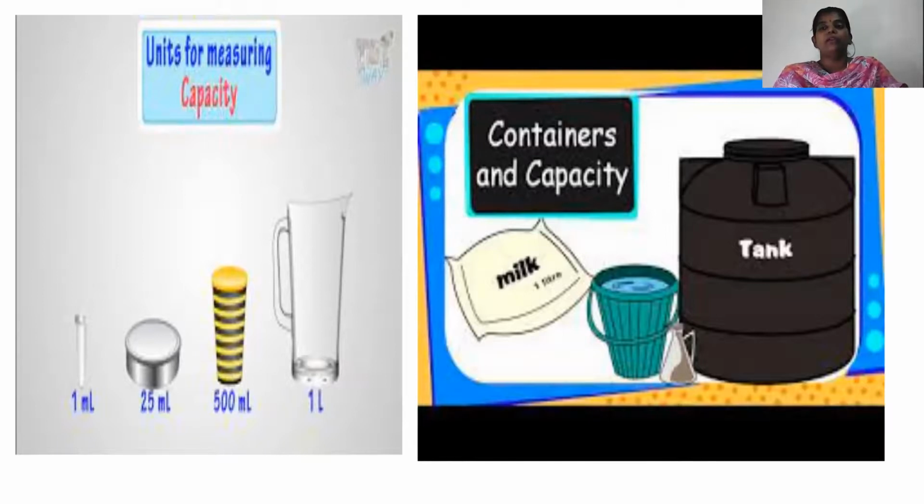When you take a big lorry, you can see it carries oil and petrol. Those lorries can contain so many liters, more than 1,000 liters. It is a very huge capacity to carry that much. And here, for example, a bucket and milk packets contain a little amount of liters.